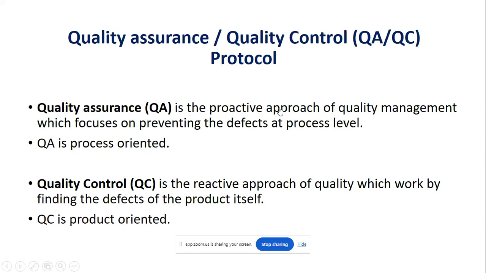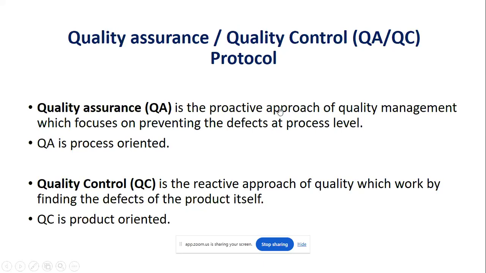in analytical methods, we rely on two aspects: quality assurance and quality control. They look like the same thing, but these are different aspects, and we need to follow them. As I said, my lab is NABL accredited, so we need to assure the quality and we need to control the quality, right? Quality assurance is a proactive approach of quality management which focuses on preventing defects at the process level.